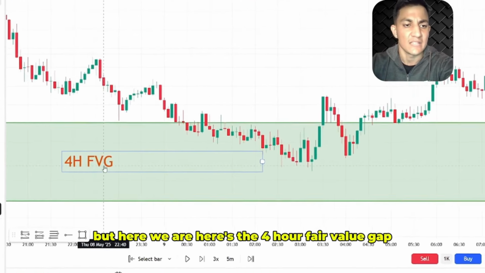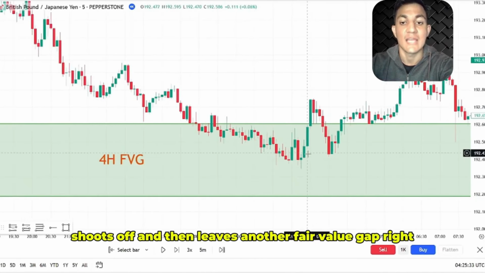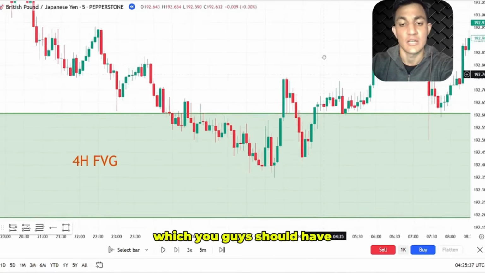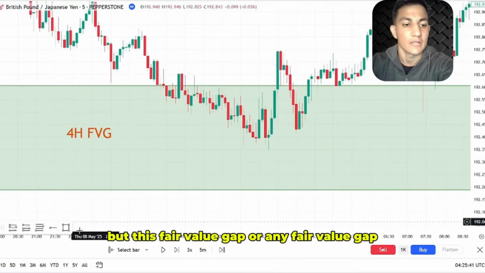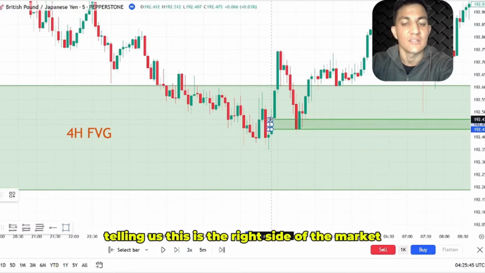But here we are. Here's the 4-hour fair value gap. Price hits it, aggressively shoots off, and then leaves another fair value gap. And you'll see this in the PDF, which you guys should have, in the pinned comment down below. But this fair value gap, or any fair value gap right here, is smart money screaming at us, telling us that this is the right side of the market.